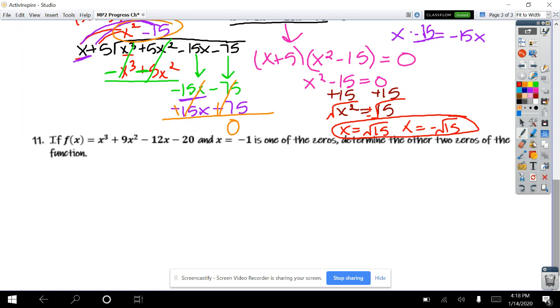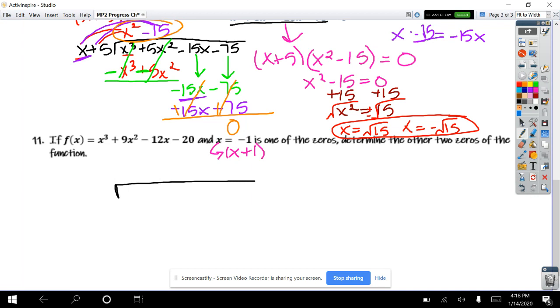All right, last one. So if f of x is this polynomial and x equals -1 is one of the zeros, determine the other 2 zeros. So remember, if x equals -1 is a 0, that means we have a factor of x plus 1. So that's the factor we get from this 0. It's always the opposite. So -1 means we have a factor of x plus 1. To determine the other 2 zeros, we need to do our long division. So we're going to set it up.